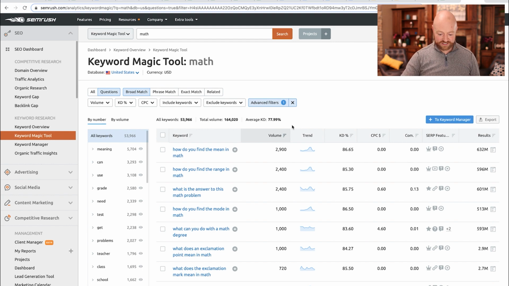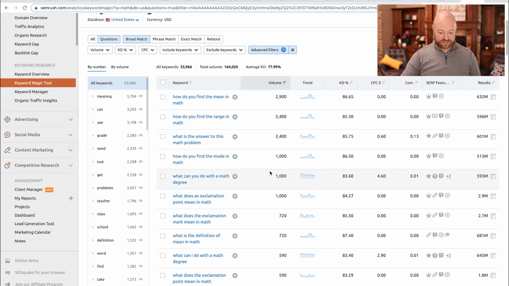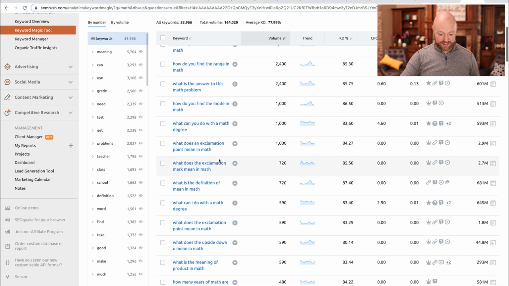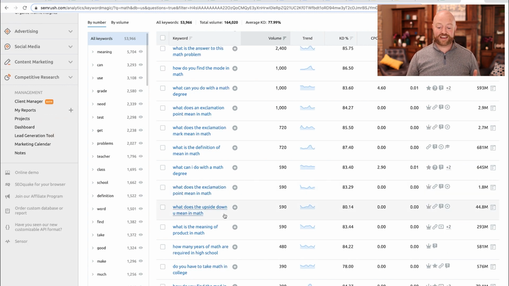All right, so let's just look down at this list and see if we find any so far. How do you find the mode in math? That would probably be a good episode because I don't know what that is. What can you do with a math degree? All right, what is the definition of mean in math? Okay, there's another one that I know that's in there. I remember that word from my math, but I don't even remember what that is. What does the upside down U mean in math? Okay, so there's a symbol, an upside down U. What does it mean? And you can make a whole episode about that and think.